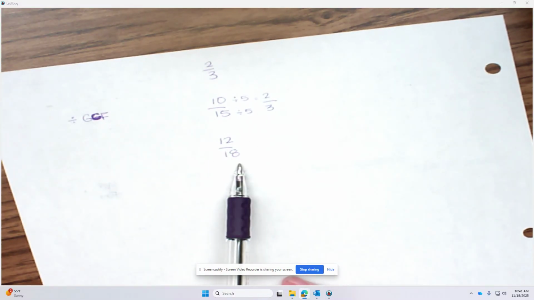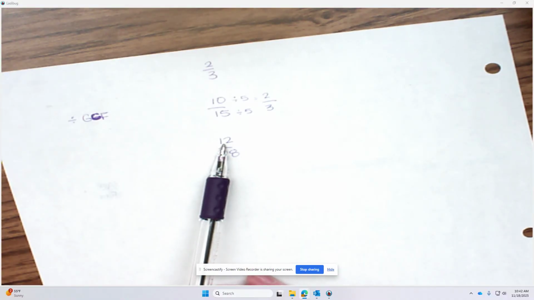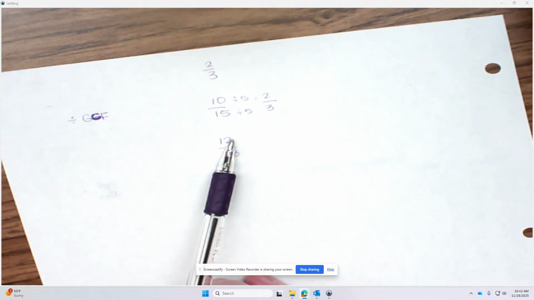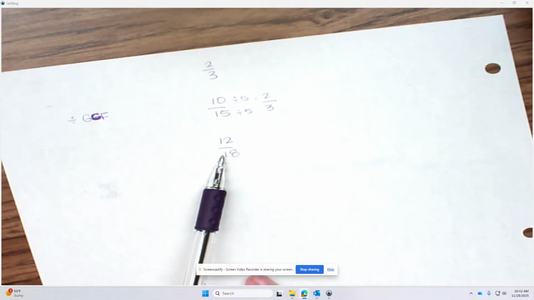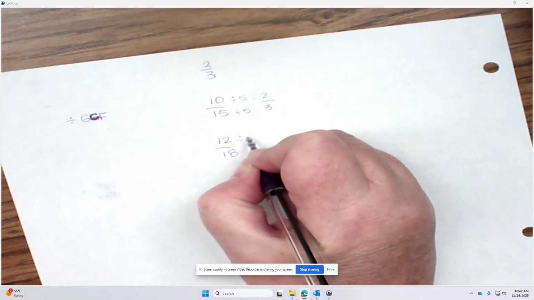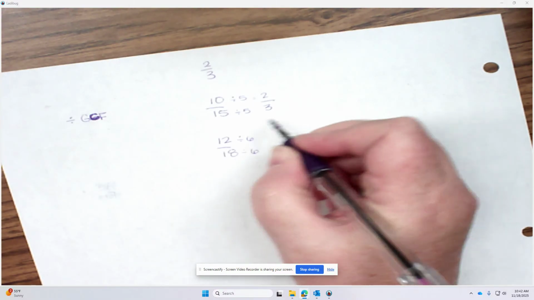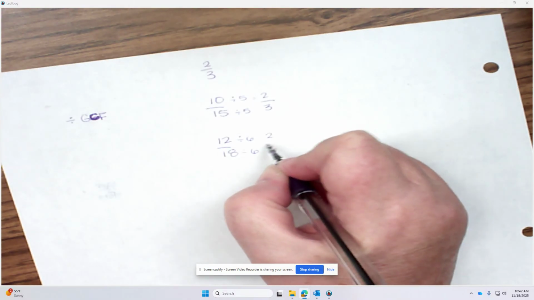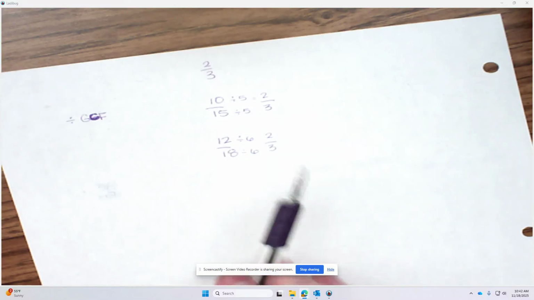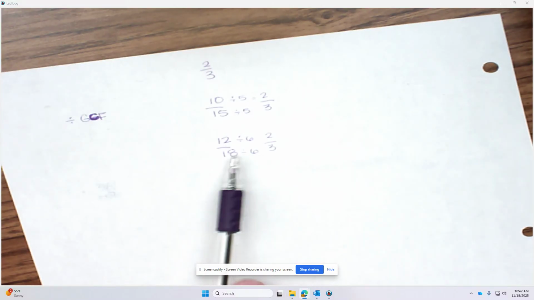I'm looking for the GCF, the greatest common factor. So I have to think about, what can I divide 12 by? Well, I can divide 12 by 2, by 3, by 4, by 6, by 12. 18, I can do 2, I can do 3, I can't do 4, can't do 5, I can do 6. And then I look at them and go, oh, the biggest one they have in common is 6. So I'm going to divide both of these by 6. I get 12 divided by 6 is equal to 2. 18 divided by 6 is equal to 3. And lo and behold, this one also equals 2/3 when simplified.